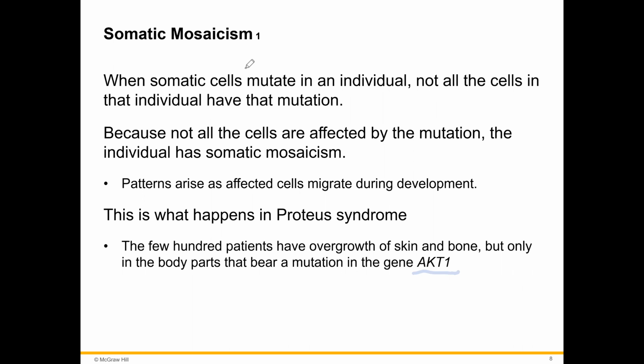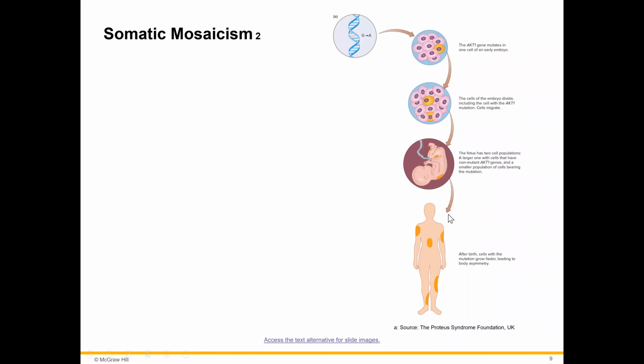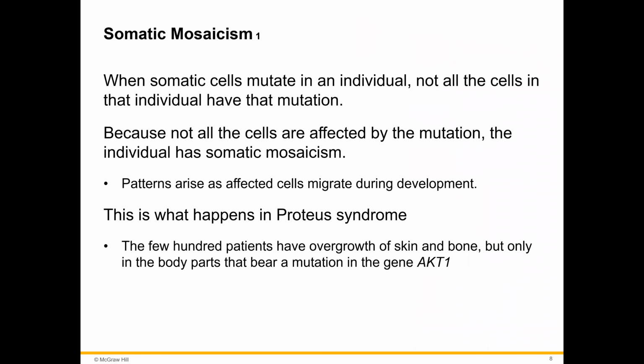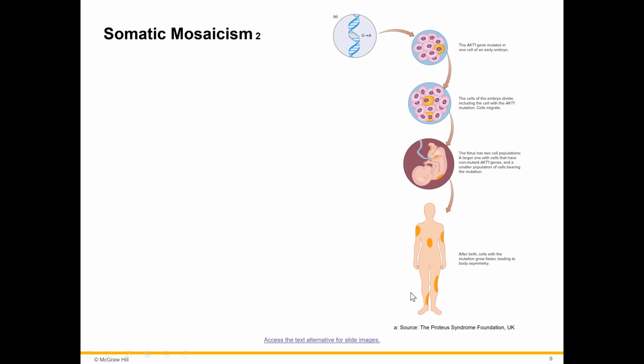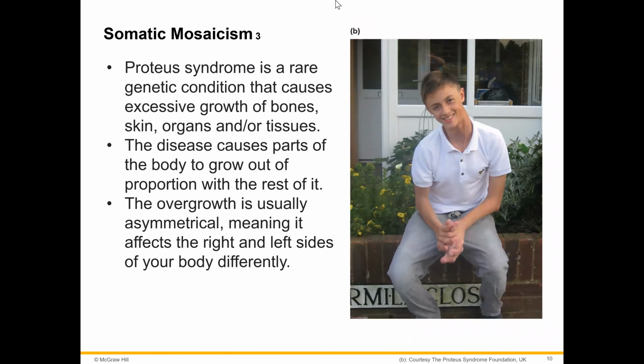AKT1. Right, and the diagrams that I showed you related to this mutation in gene AKT1, right? So it's shown over here. Now, the boy over here has Proteus syndrome. It's a rare genetic condition that causes excessive growth of bones, skins, organs, and/or tissues. This disease causes part of the body to grow out of proportion with the rest of it. The overgrowth is usually asymmetrical, meaning it affects the right and left sides of your body differently.